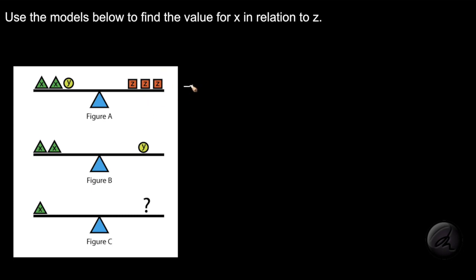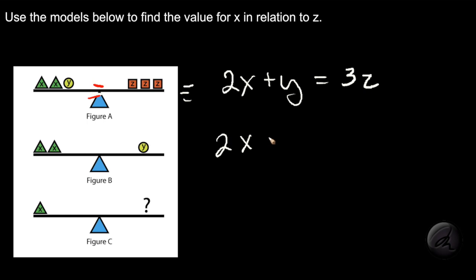So this first equation here is 2x plus 1y equals, because remember our triangle is our balancing beam, and our balancing beam is telling us an equal sign. And then how many z's is that? That's 3z. Okay, and down here I have 2x equals 1y. All right, and I need to find the value for x in relation to z.